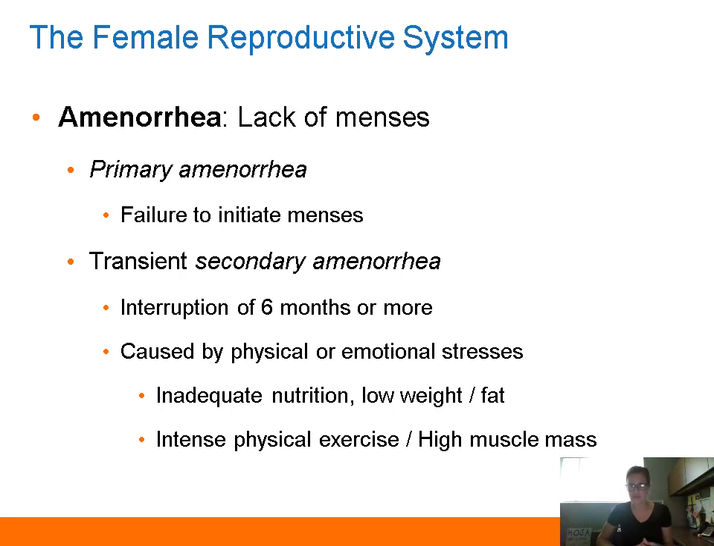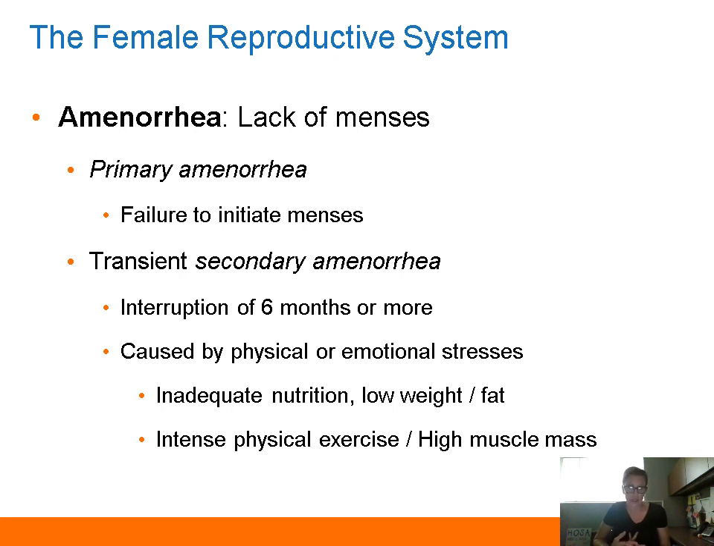This can be caused by physical stress or emotional stress. There are a lot of different causes of secondary amenorrhea. A couple of common physical causes have to do with the makeup of the body and tissues overall, and a lack of adipose tissue, or a lack of fat tissue. Inadequate nutrition, very, very low weight and low body fat can all lead to secondary amenorrhea.